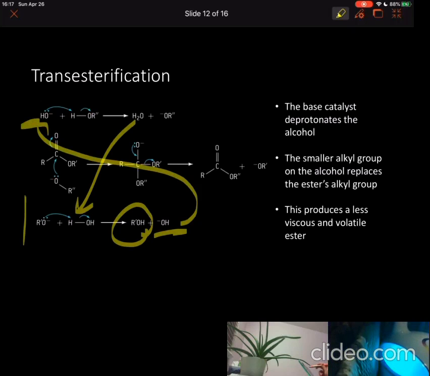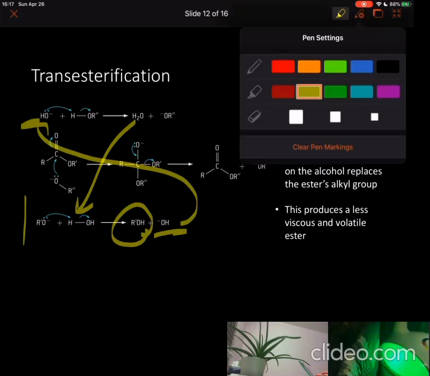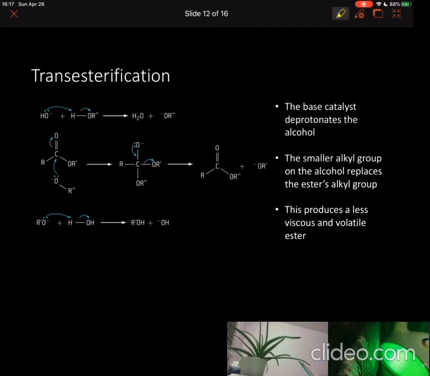Yeah. So ultimately, the key takeaway from this slide is that, as we mentioned before, if the oil is too viscous, the diesel engines can't really process it. So transesterification with the ethanol or methanol produces oils with lower viscosity that can be ultimately used in diesel engines. Yeah.